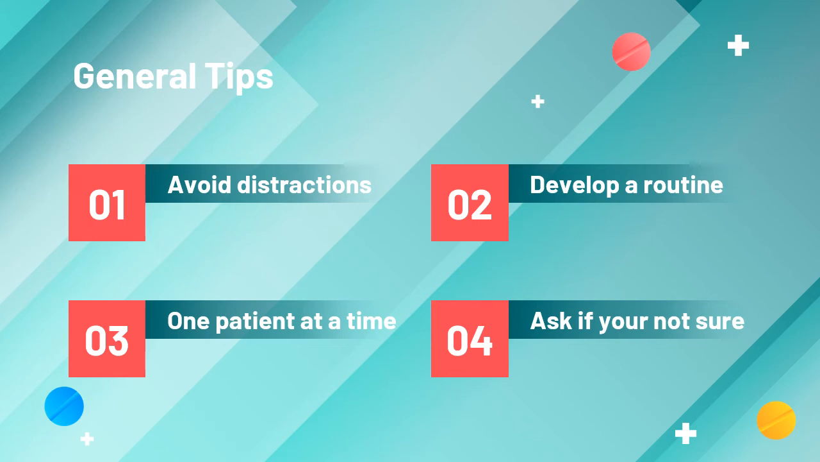Third, one patient at a time. It can be tempting to grab medications for more than one patient at a time so you have less trips back and forth. This, however, can be dangerous and confusing. Fourth, ask if you are not sure. If you don't know what a medication is for, how to give it, what the interactions are, make sure you ask somebody else or find the appropriate reference.